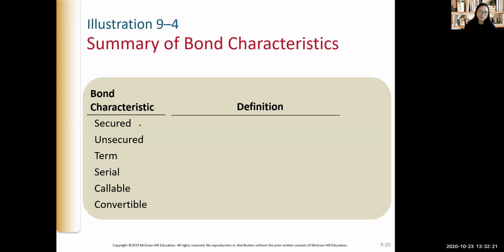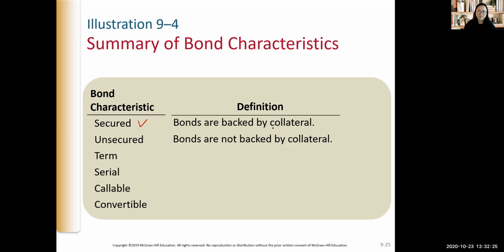There's a secured bond, which means it requires collateral. Bonds are backed up by collateral, meaning that when you borrow money from somebody, you need to put up some assets, saying that if I fail to pay, you can take away my TV, my house, everything else, right? Unsecured bonds mean that bonds are not backed up by collateral.